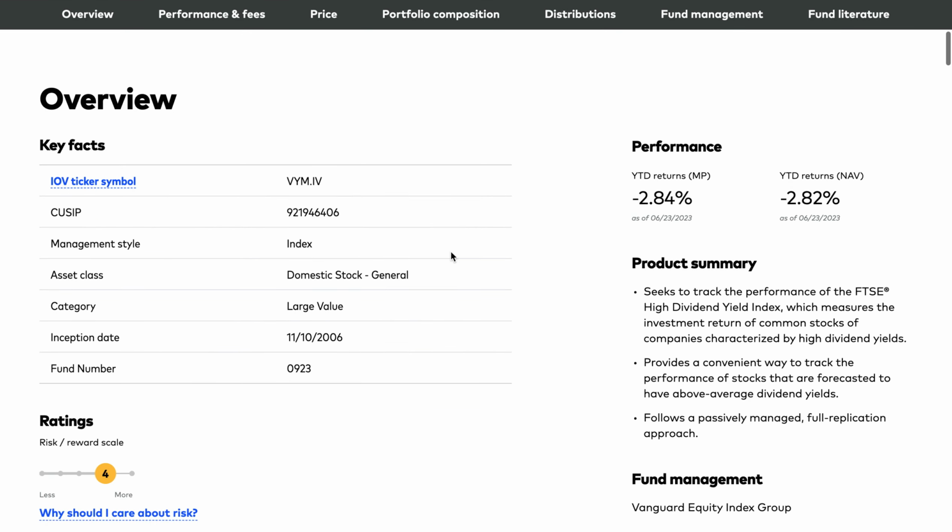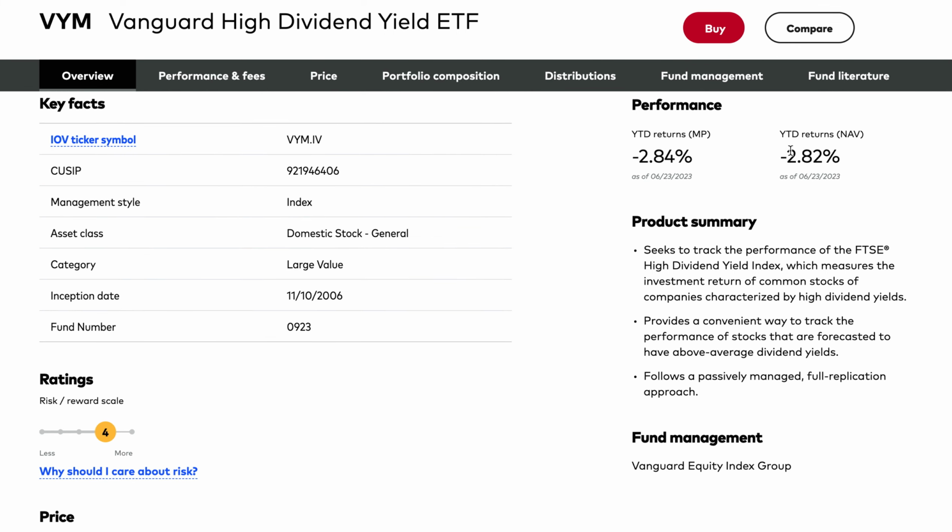Scroll down, we can see that the year-to-date returns are negative almost 3%. So it has not done as well year to date, but that's only this year to date. We have to look at it over a long time period, and this is a more mature companies included into this ETF. So the product summary, it seeks to track the performance of the FTSE High Dividend Yield Index, which measures the investment return of common stocks of companies characterized by high dividend yields.